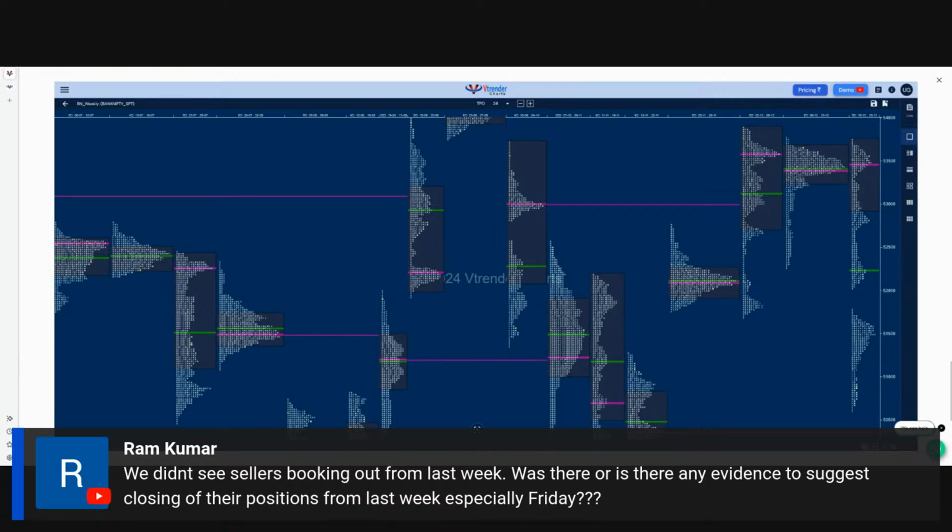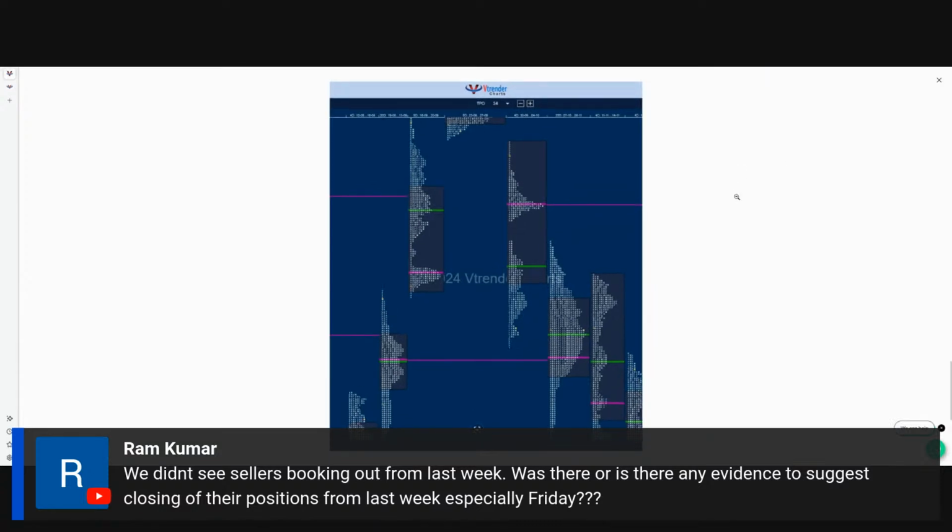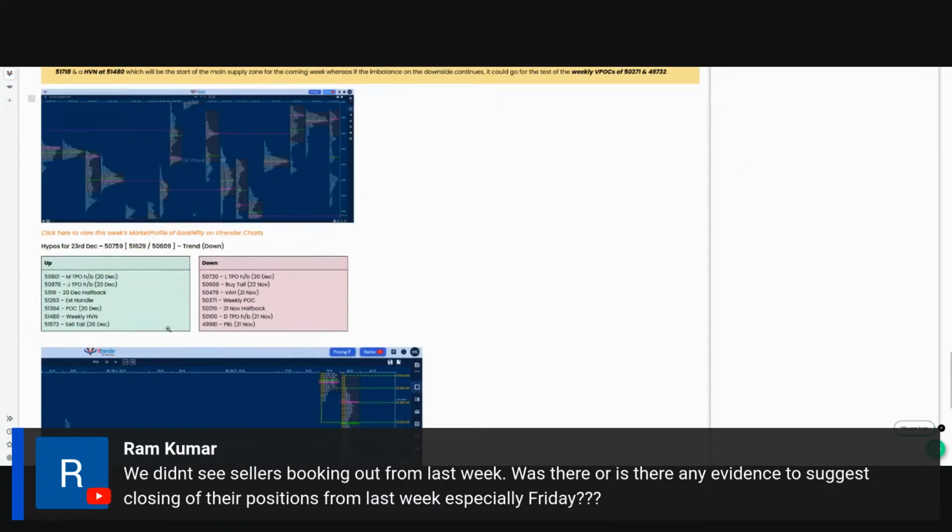So the ideal objective of that move would have been this unvisited weekly POC of 5371, but we stopped just short of that. We made a low of 50608, which was also an important reference, as you can see in the hypos. So 50608 was the buying tail from 22nd November, where we took support on Friday.